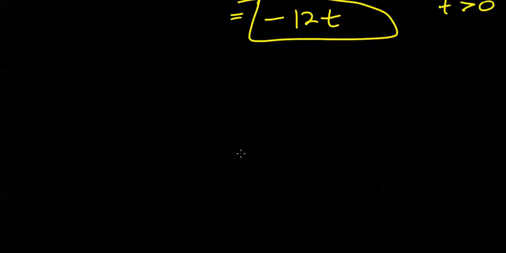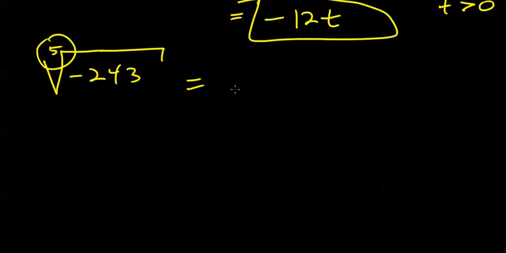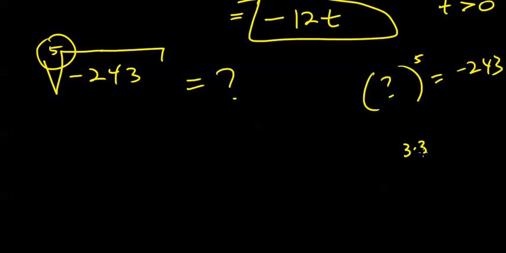Let's try another one here. The fifth root of -243. Now remember, it's okay to have a negative radicand when your index is odd. I need to ask myself, what number can I raise to the fifth power to get -243? Well, I think we can try 3. What's 3 to the fifth power? 3 times 3 times 3 times 3 times 3.